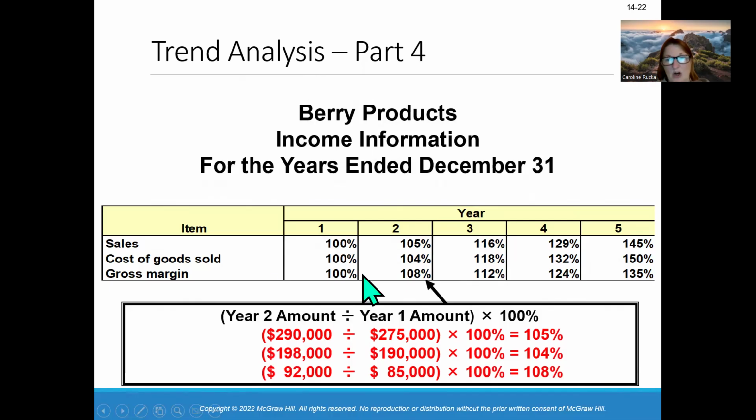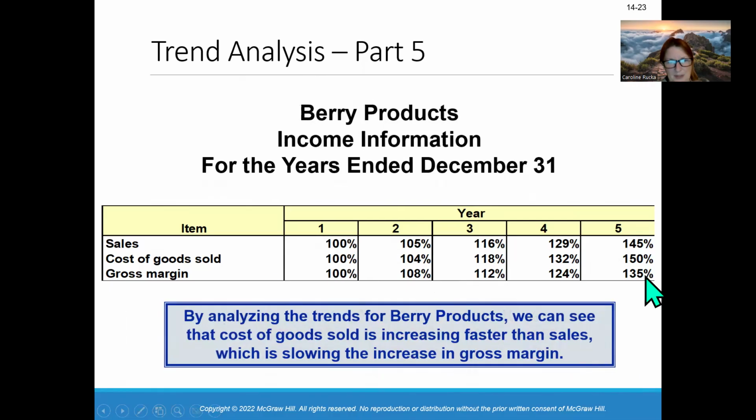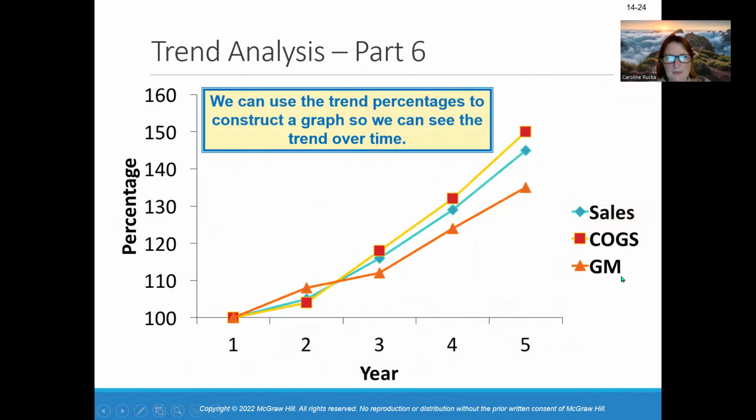Our gross margin is also in an upward trend. The cost of goods sold is increasing faster than our sales, though. So in our current year, sales are at 145% of what they started out with, but costs of goods sold are at 150%. Maybe we need to increase our prices in order to keep pace with the cost of our inventory. Otherwise, we're going to slow our gross margin.